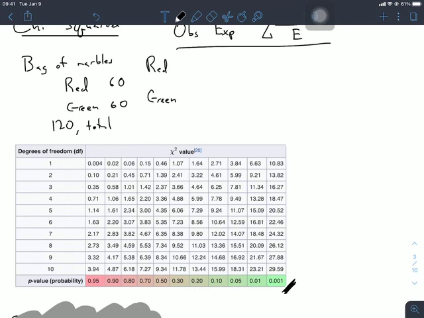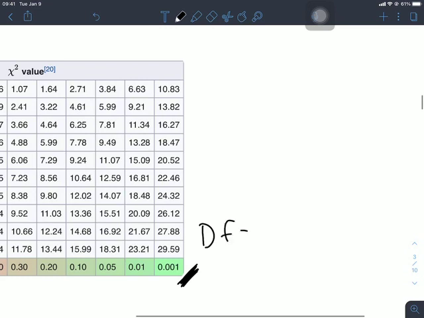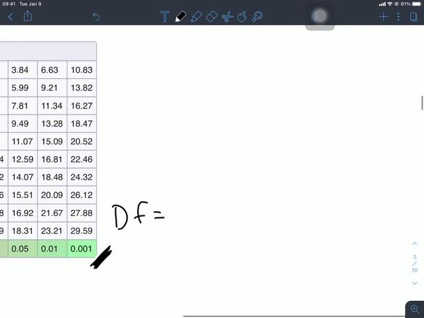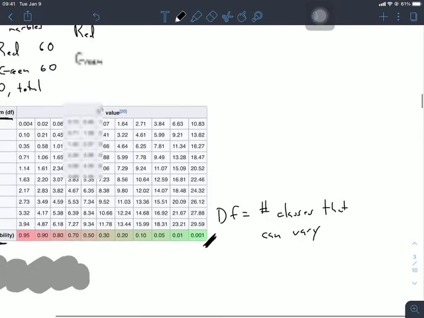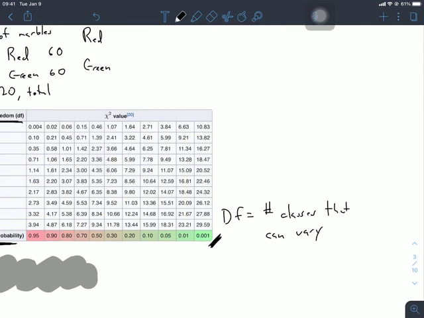Now, the chi-squared table is going to rely on the degrees of freedom to really pinpoint exactly which bracket you're in. The book, the internet, lots of different places have these chi-squared tables with more or less degrees of freedom and more or less resolution on the probabilities. But ultimately, your degrees of freedom can be understood as the number of classes that can vary. How many independent things are you drawing from?